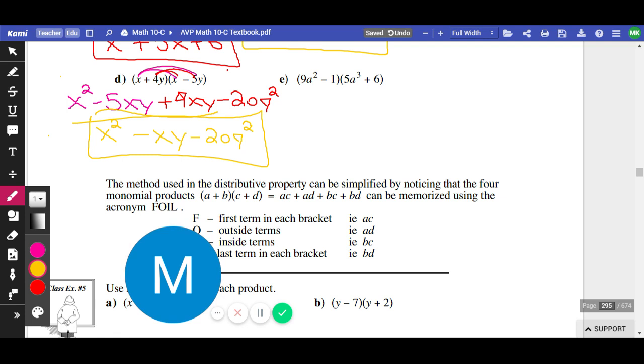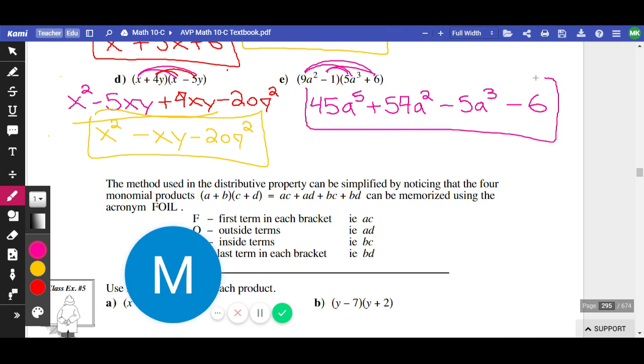Awesome. Last one. This one's a good one for remembering your exponent rules. So I multiply 9a squared by 5a cubed. 9 and 5, numbers with numbers, becomes 45. A squared times a to the power of 3. When I multiply letters with letters, I add the exponents to become a to the power of 5. Then I distribute across to the plus 6 to become plus 54a squared. Then negative 1 becomes negative 5a cubed. And my last one becomes negative 6.